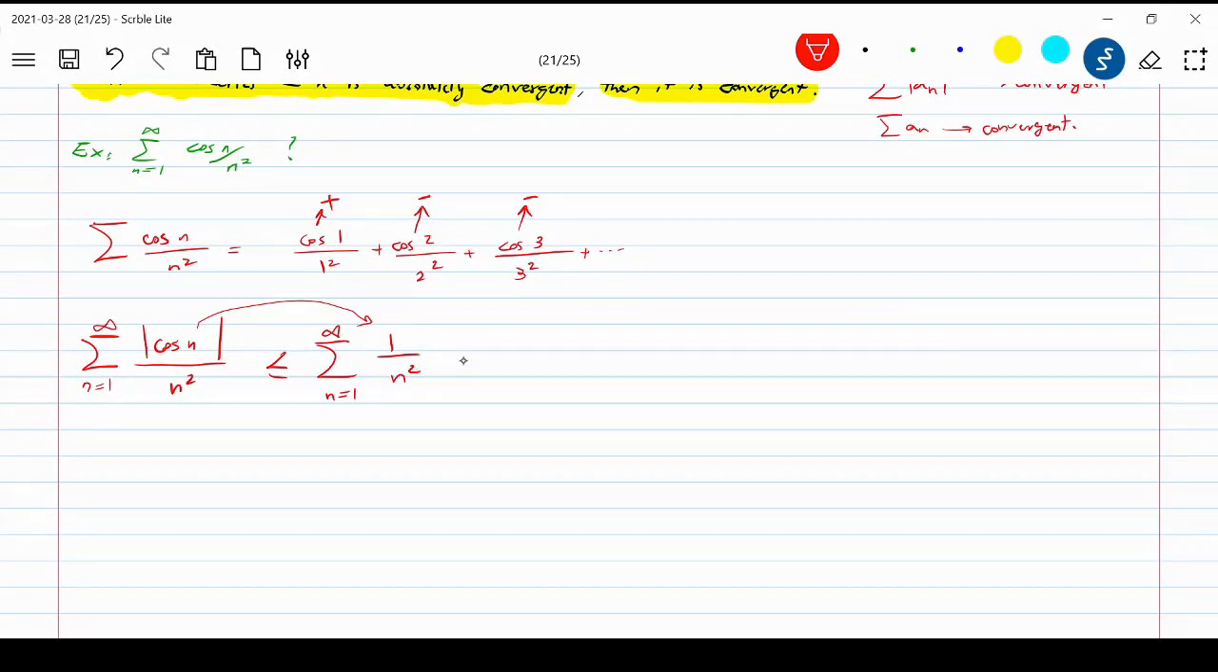And what do I know about this series? This is a p series where p equals 2. So therefore this series is convergent. And if this series is convergent, and this one is less than that, then this must also be convergent.